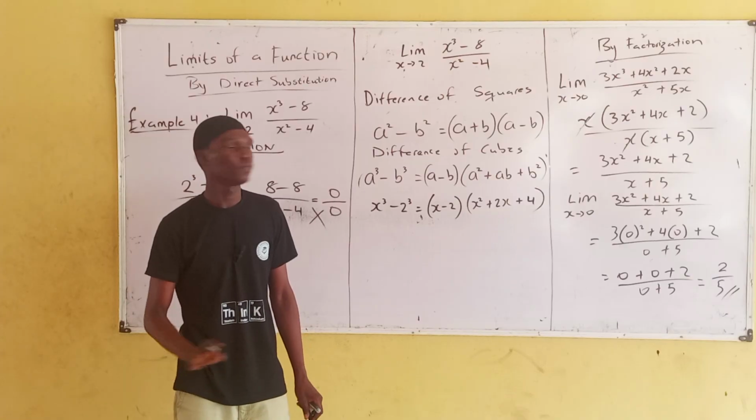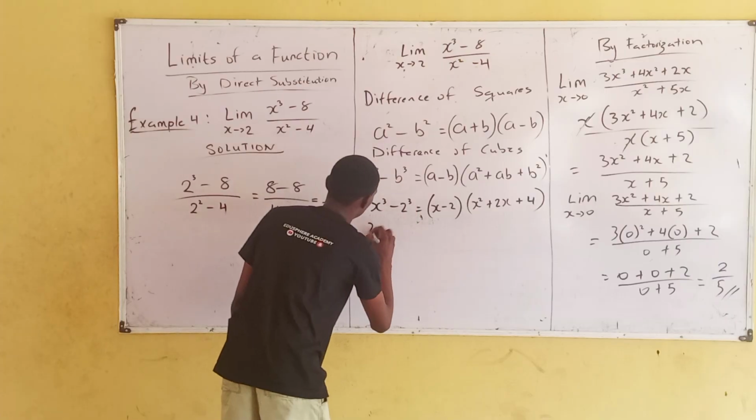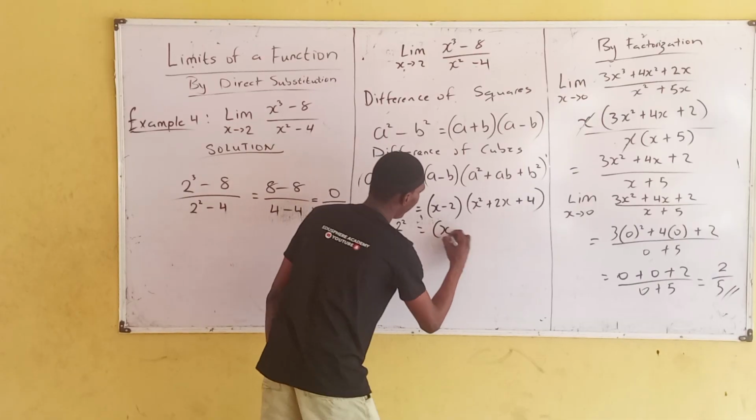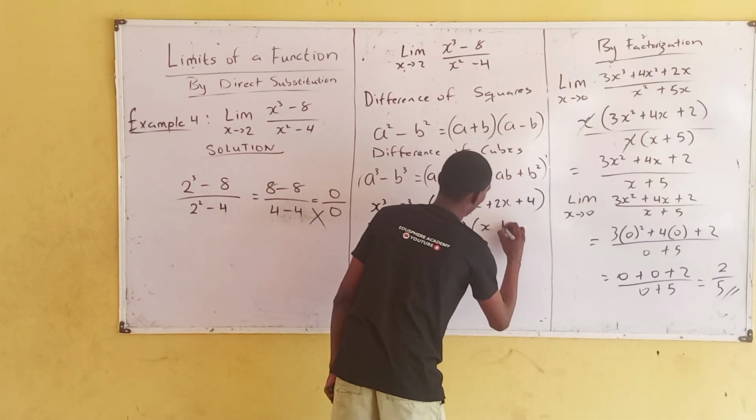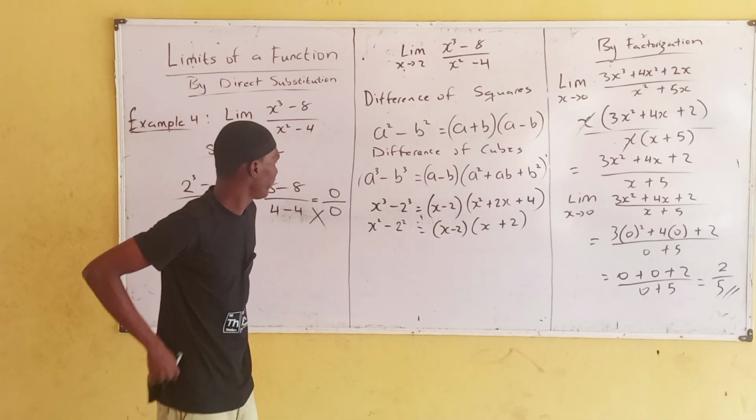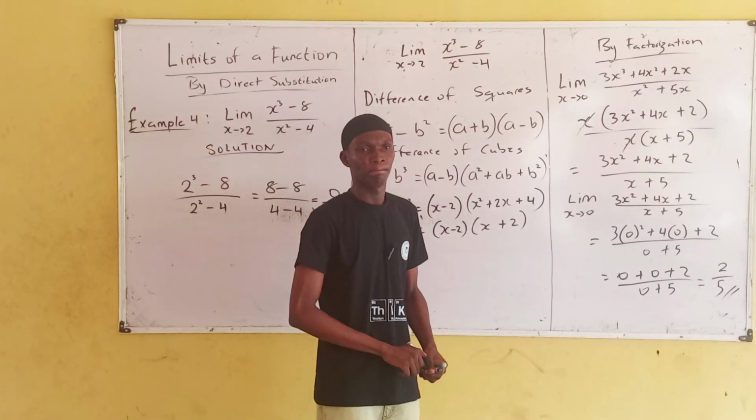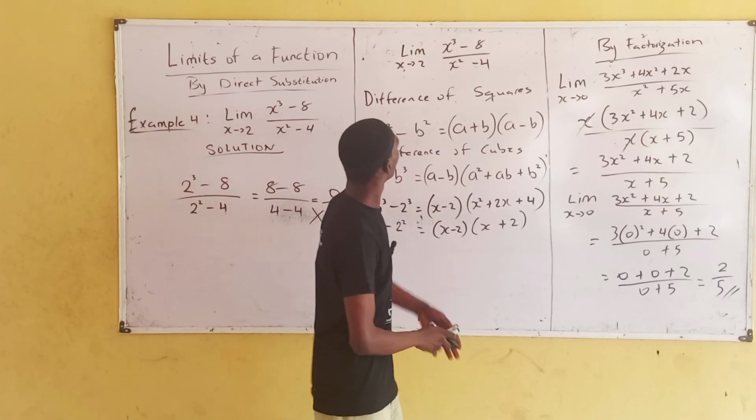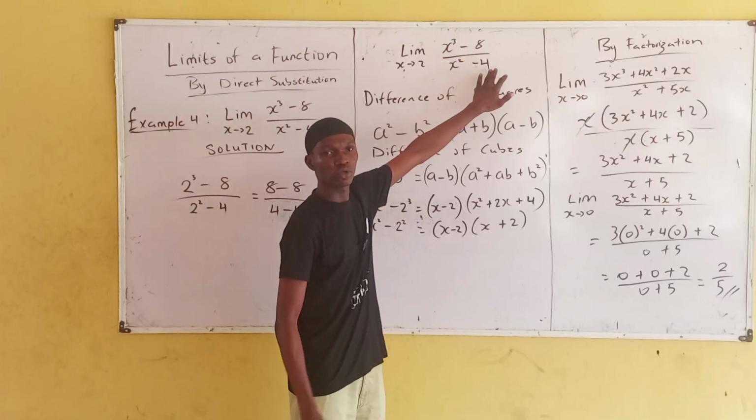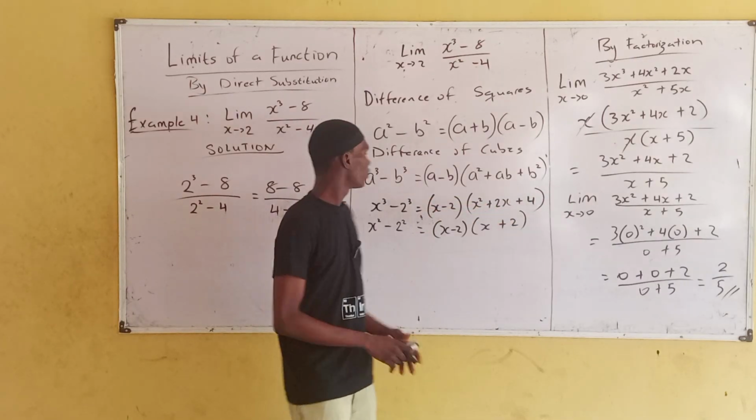Now let's apply difference of squares to the denominator. We can write that as x squared minus 2 squared, which is (x minus 2)(x plus 2). This one is for the denominator, and this is the numerator. Alright, now let's move on.